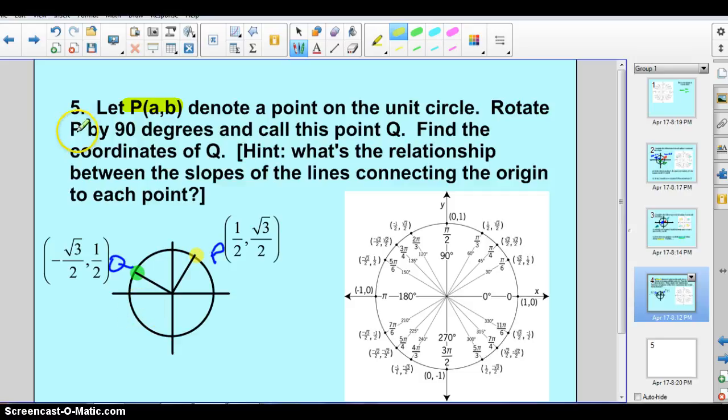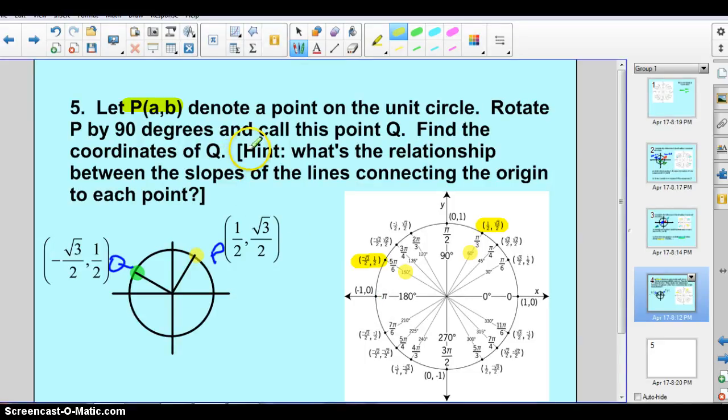From P, they want you to travel 90 degrees and call that point Q. So notice how these two lines are forming a right angle or a 90-degree angle. And point P, the coordinates, which I just pulled right off of this circle, was 1/2 comma square root of 3 over 2. 60 degrees plus 90 degrees equals 150 degrees. And again, I pulled these coordinates right off that circle. So really, he was just asking you to find the coordinates of these 2 points.